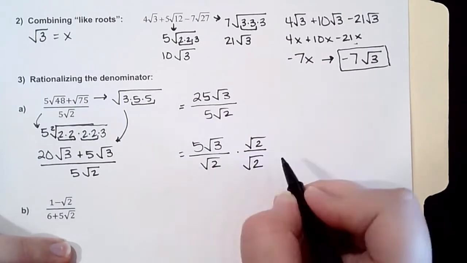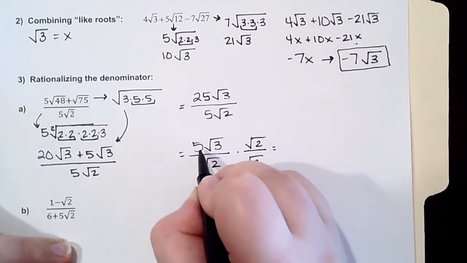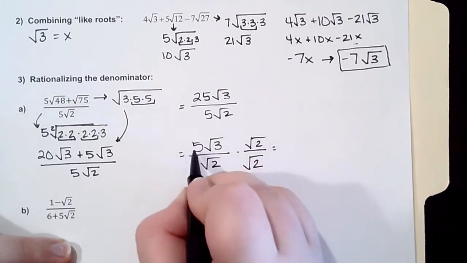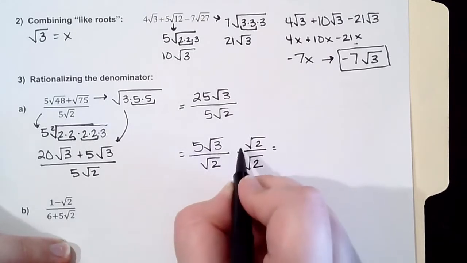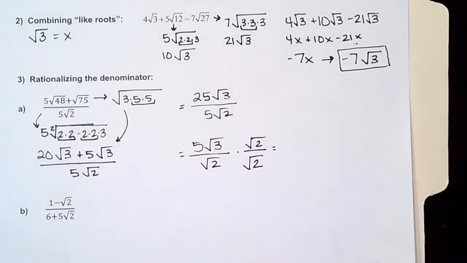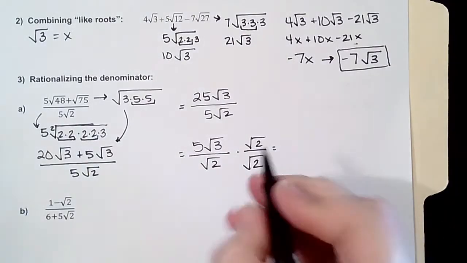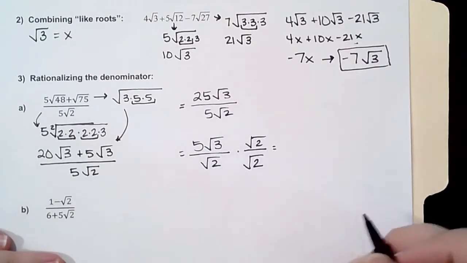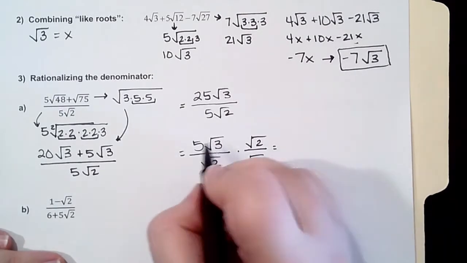So now we simplify the same way we would. Remember, we always multiply the outside times the outside and the inside times the inside, and we can only multiply radicals that are the exact same. So because these are both square roots, I can multiply the inside stuff.